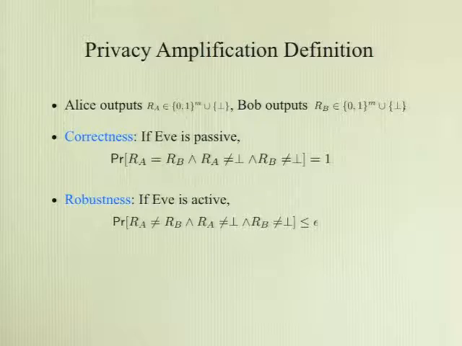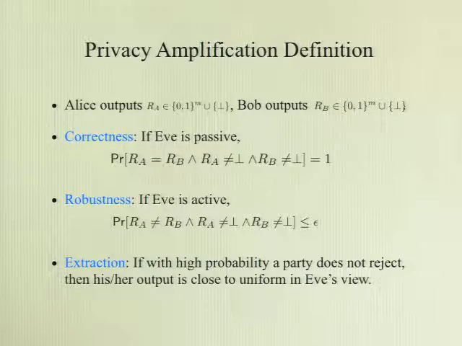That is quite intuitive. Then robustness, which says that if Eve is indeed active, then the probability that Eve can corrupt the protocol is small. What do I mean by Eve can corrupt the protocol? Eve can corrupt the protocol if she manages to somehow make the two outputs R_A and R_B not equal to each other, and also not the rejection symbol. In this case, we say that Eve actually corrupts the protocol, and we want the probability that Eve can do this to be small.